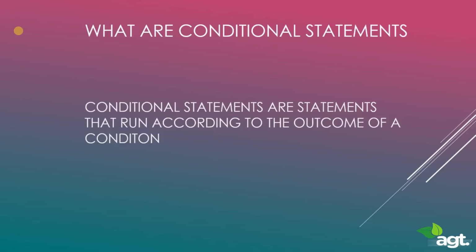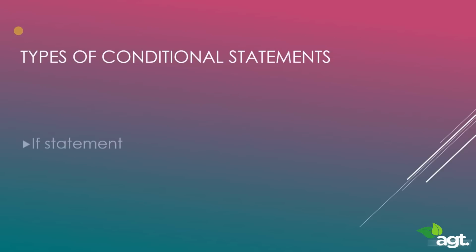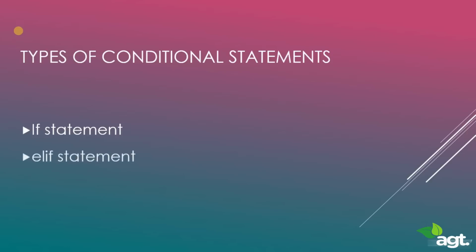Okay, so there are three main types of conditional statements in Python. They are the if statement, the elif statement, and the else statement. These are the most commonly used conditional statements in Python. So in this lecture, we will be learning about the if statement.